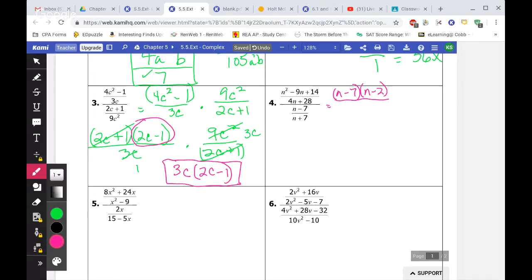I also want to factor this 4n plus 28 because I know 4 goes into both 4 and 28. So if I factor the 4 out, that's going to leave me with n plus 7. And now I've kept that first fraction that was in the numerator. I'm going to flip this into a multiplication problem and then change the denominator to its reciprocal. Don't forget, that's a single term.